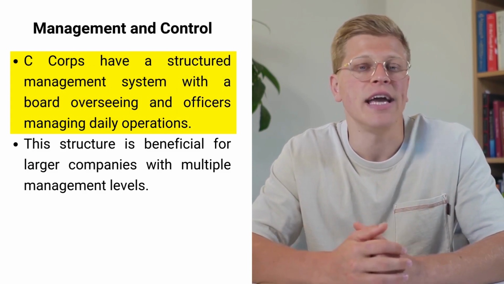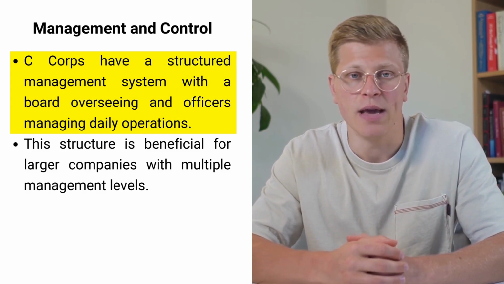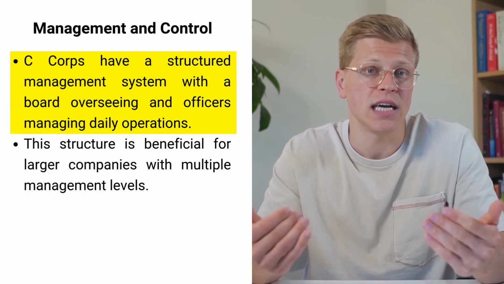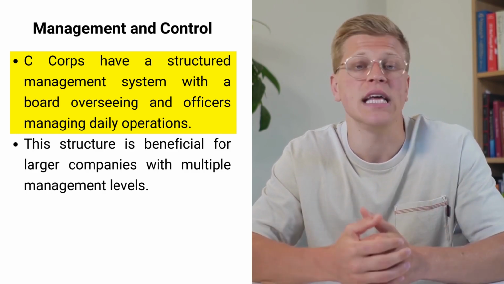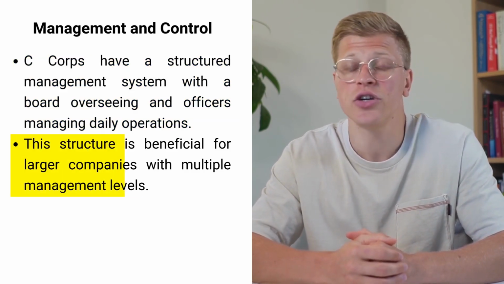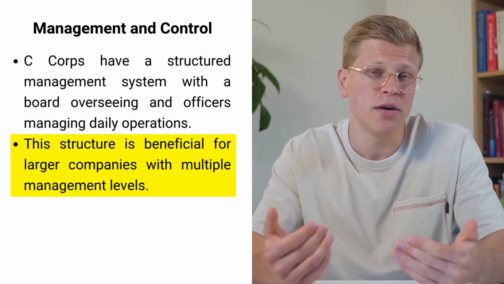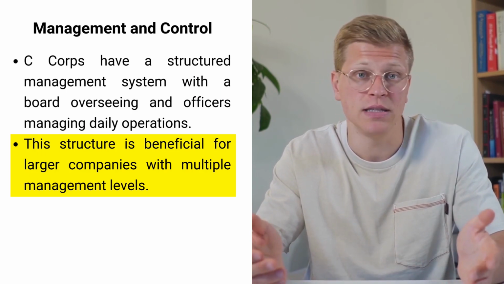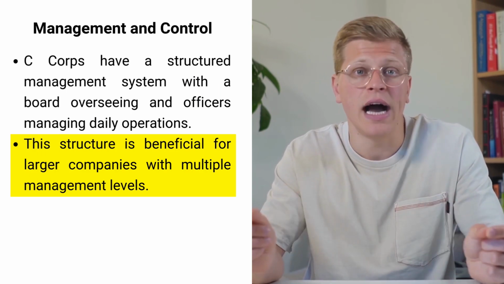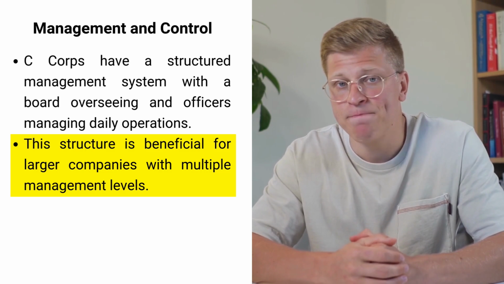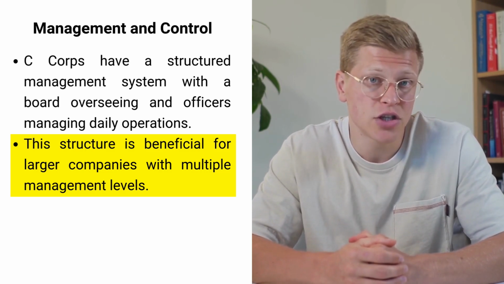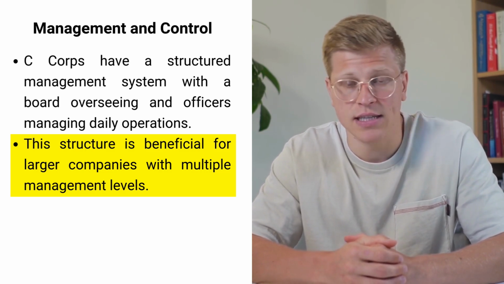C-Corps also have a structured management system, with a board of directors overseeing the company and officers managing daily operations. This structure is beneficial for larger companies with multiple levels of management. It ensures clear lines of authority and responsibility, which can be important for investors' confidence and regulatory compliance.